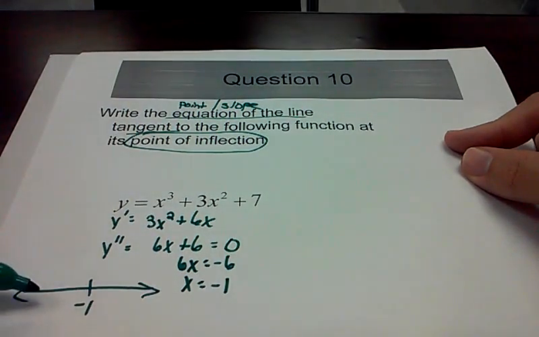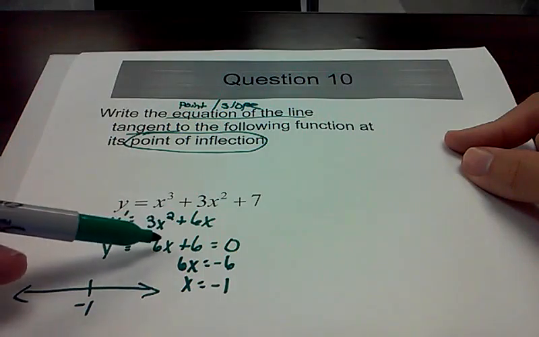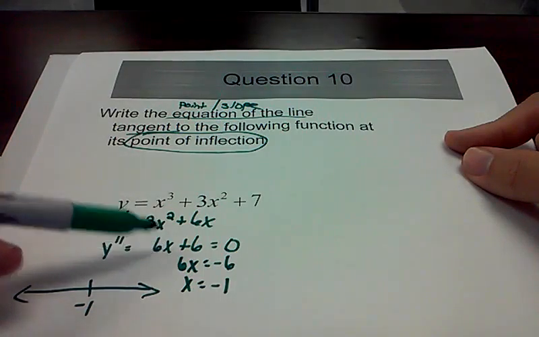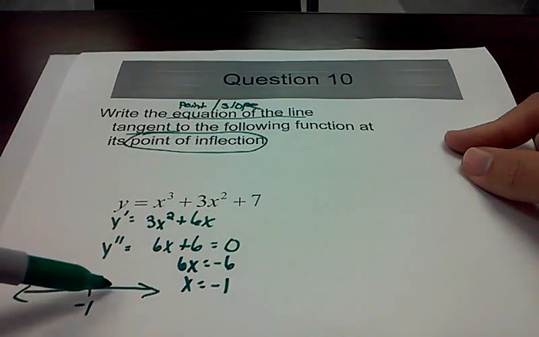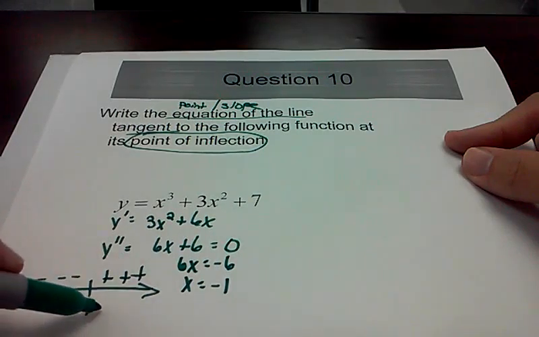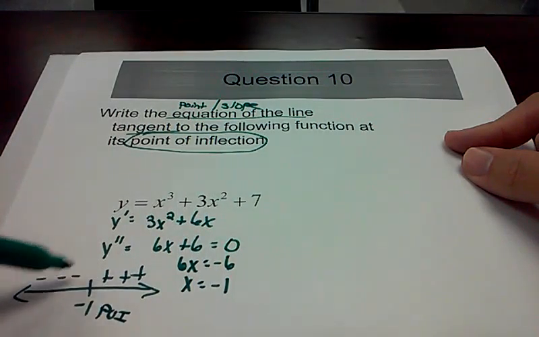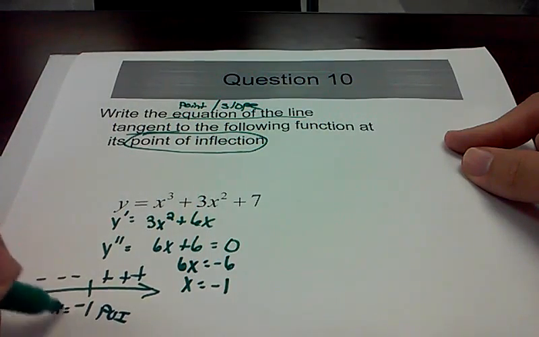So pick a number less than negative 1, let's try negative 2, plug it into the second derivative, that gives me a negative value. And now plug in a number greater than negative 1, so let's plug in 0, you get a positive value. So sure enough, it is a POI because the second derivative changes signs at negative 1. So my x value is negative 1.